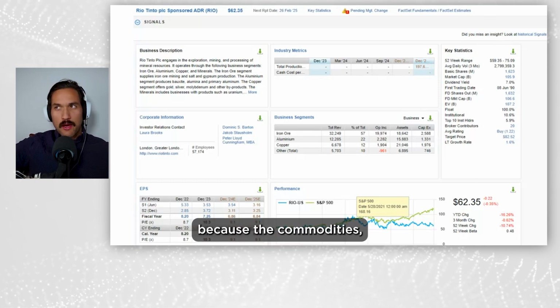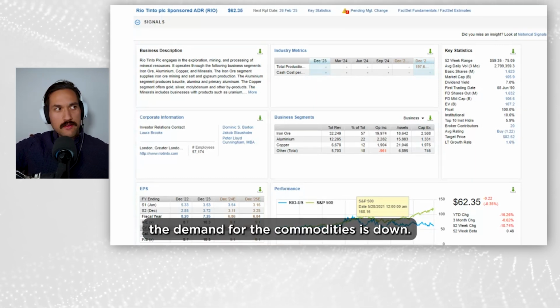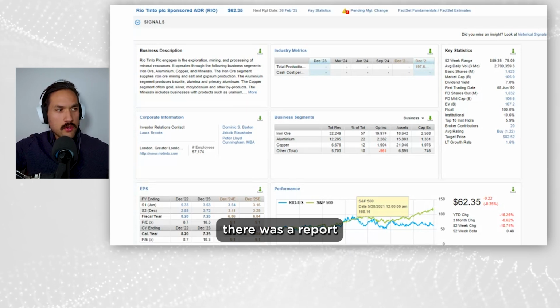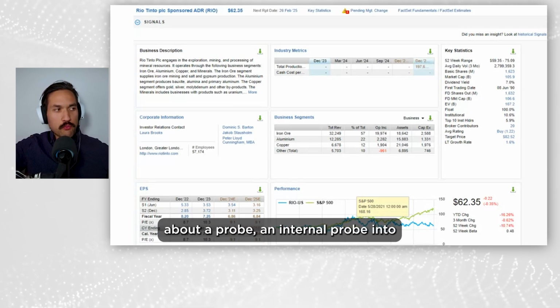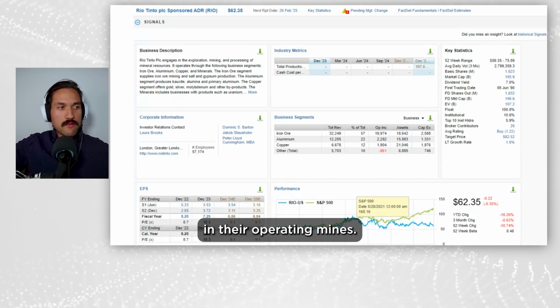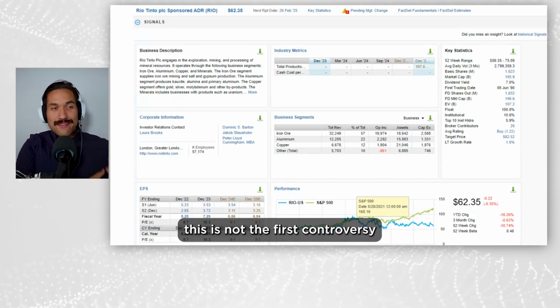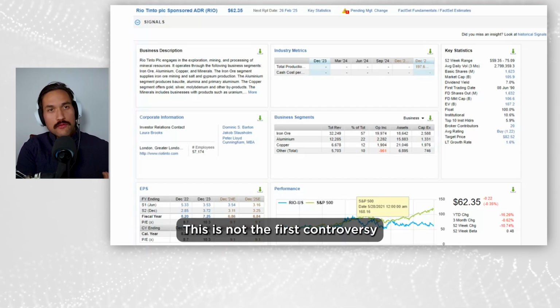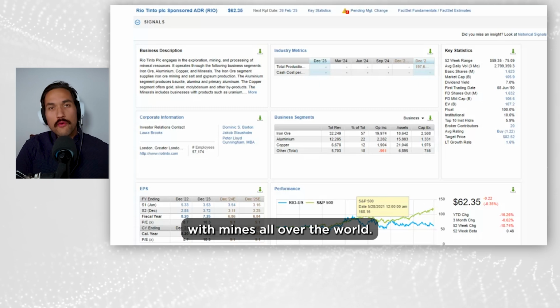Right, the price is down because the demand for the commodities is down. But even a couple days ago, there was a report about an internal probe into sexual harassment and assault in their operating mines. And so this is not the first controversy with this company, right? This is not the first controversy with Rio Tinto, with mines all over the world.